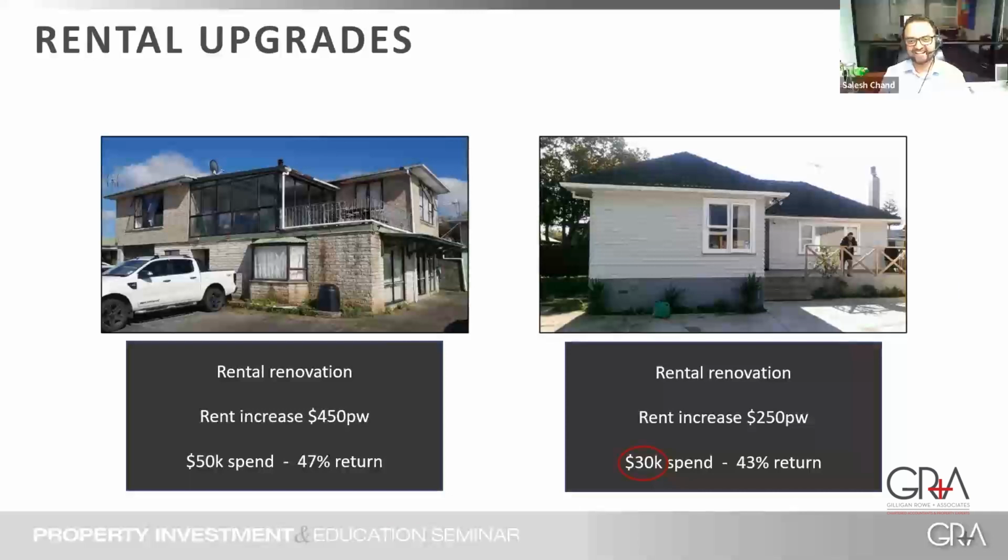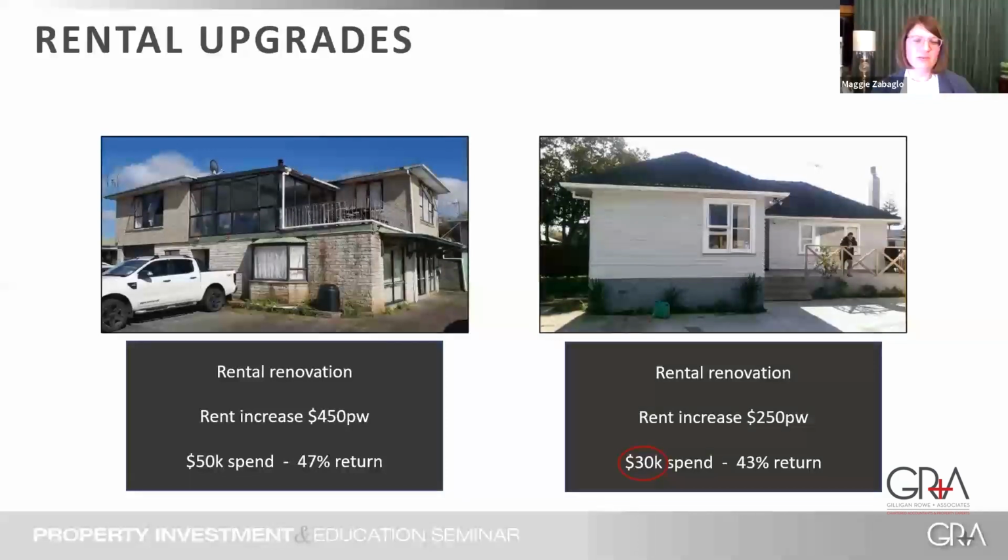A couple of quick examples from me, just upgrading existing rentals. You might find they get tired and start looking awful, like the one on the left, after a little while, and then your rent falls behind market rent. So in this instance, 2 big rent increases for not a big spend. The house on the left went from $500 per week.